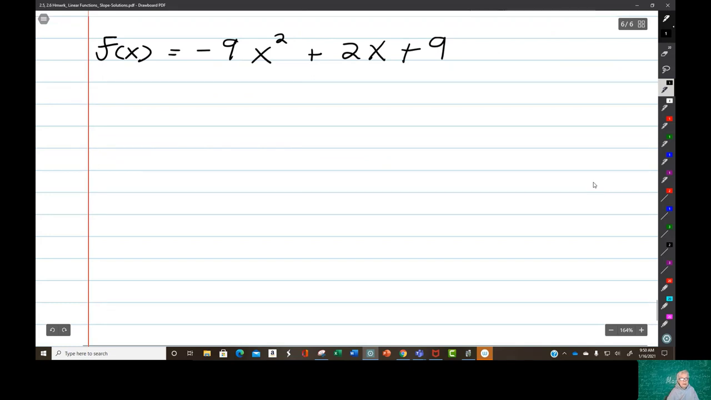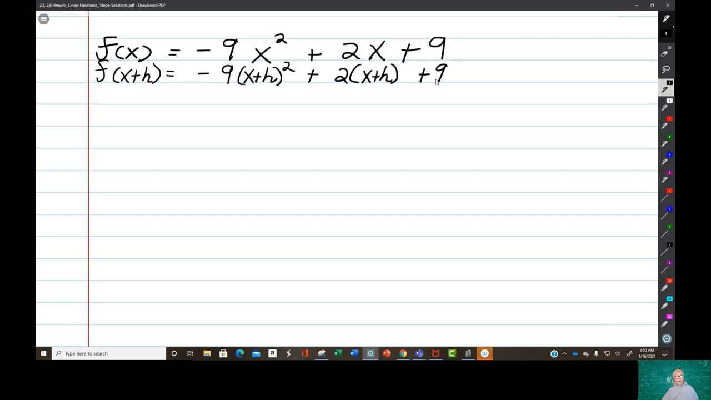Then step 2, we're going to find f of x plus h, which is going to be -9 times x plus h squared plus 2 times x plus h plus 9. Okay, that would be the first step in finding f of x plus h, but it would be step 2. Let's number these. Step 1, step 2. Now this one is a little more complicated than the previous problem.